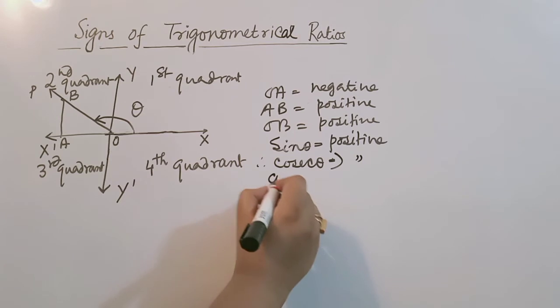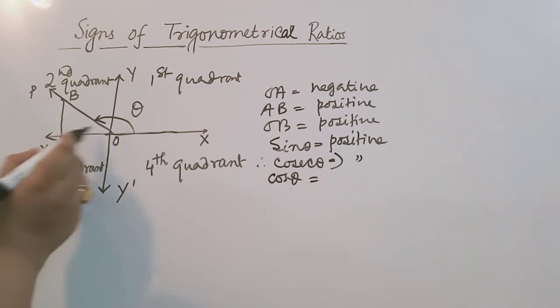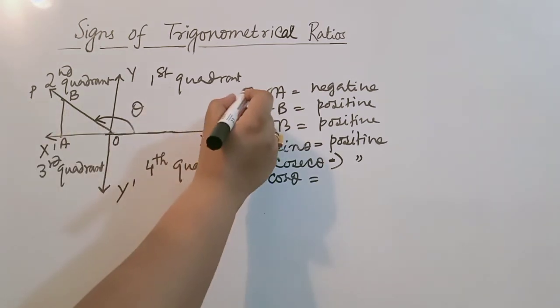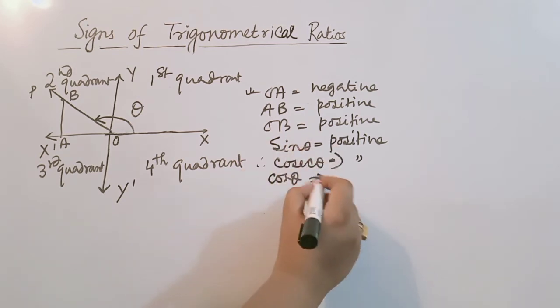Now if we consider cos theta, which is base by hypotenuse, so OA by OB. Now look students, OA is negative and OB is positive. So cos theta will be negative here.